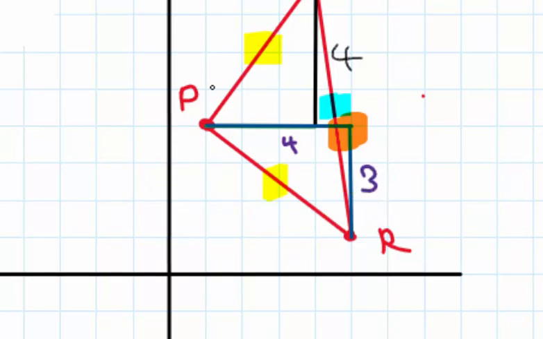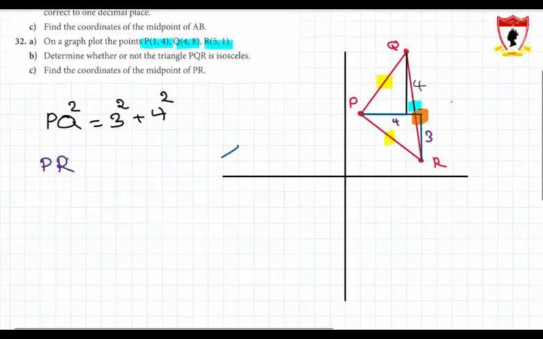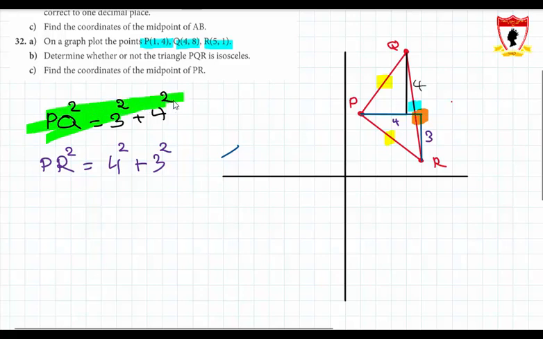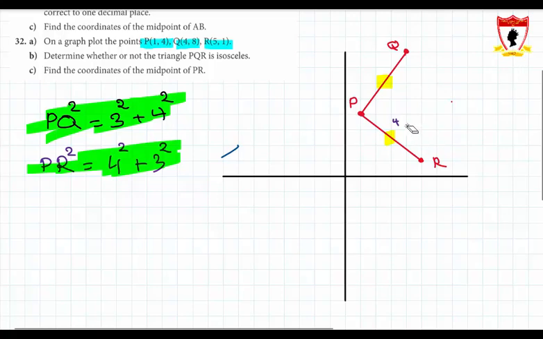Again, we see 4, 3. So PR squared is equal to 4 squared plus 3 squared. So it means the length of PQ, which is 4 squared plus 3 squared, is exactly the same as the length of PR, which is 4 squared plus 3 squared. When two sides are equal in length for any triangle, it means this triangle is isosceles. Now we showed that triangle PQR is an isosceles triangle.